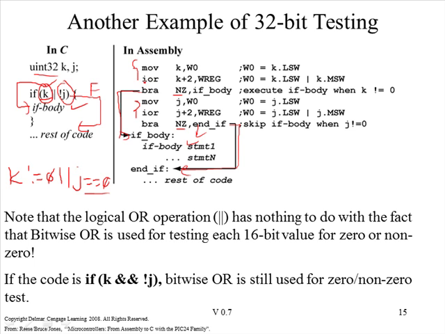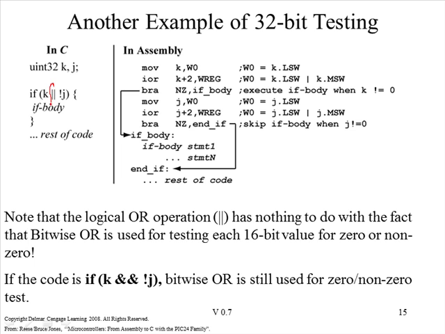Note that this inclusive OR operation right here has nothing to do with this logical OR operation right here. We were using this inclusive OR approach for testing for 0 or non-zero. If the conditional test had been a logical AND, we would still use this inclusive OR approach for testing these operands for 0 or non-zero.